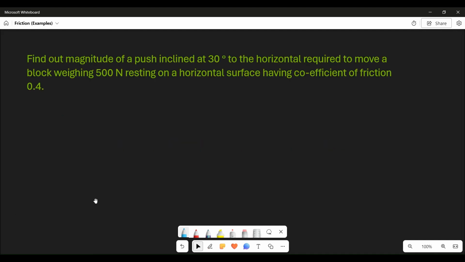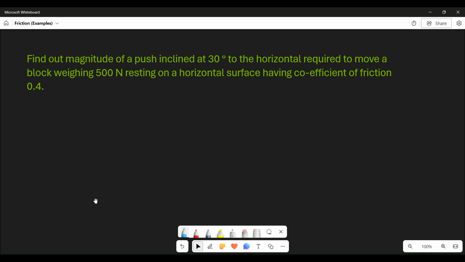Now, consider this first example. Find out magnitude of a push inclined at 30 degree to the horizontal required to move a block weighing 500 Newton resting on a horizontal surface having coefficient of friction as 0.2. Now, there are so many things in these lines. So, first thing you need to do is you have to draw a figure considering all this information. So let us go through them one by one.